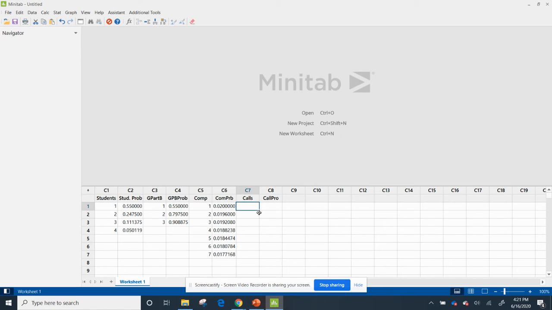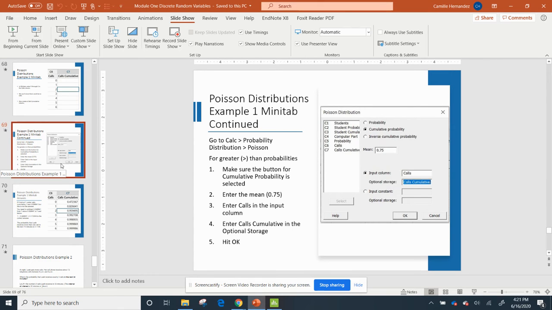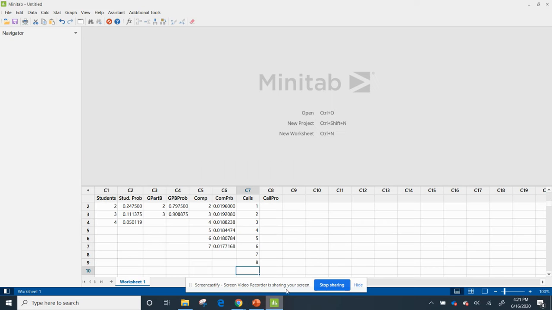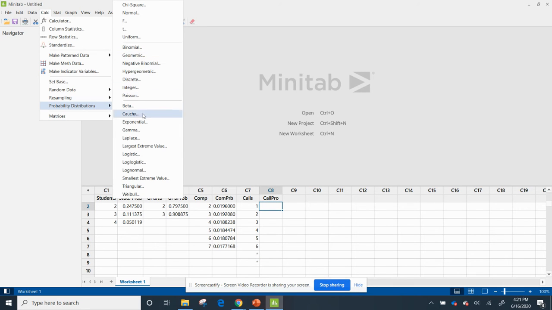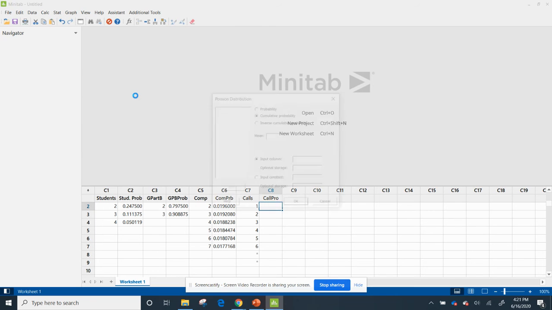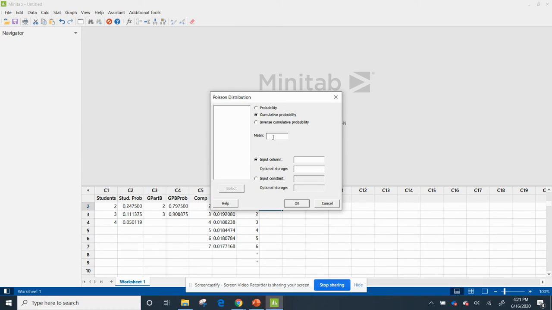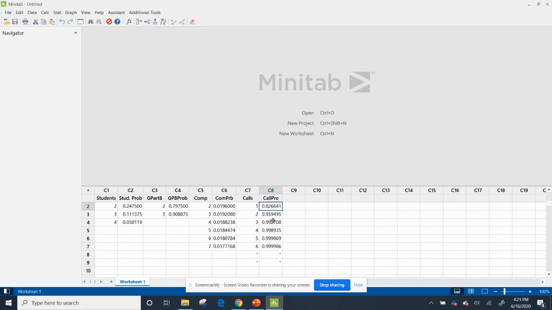So here I go. I'm going to do 0, 1, 2, 3, 4, 5, 6, because it tells me here what I need to do. I need to go to 6 because I only got 6 phone calls. Now what I need to do is go to calculation, probability, Poisson's. And there it is. I'm going to do cumulative probability. Remember, I said the mean was 0.75. My input column is calls. My optional storage is calls prob. And then I hit OK.